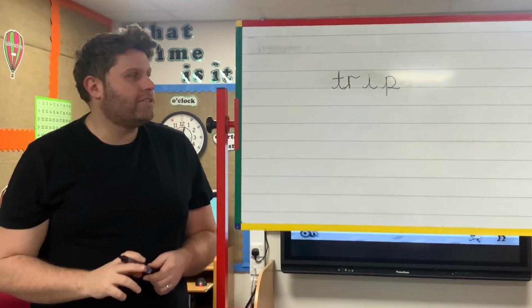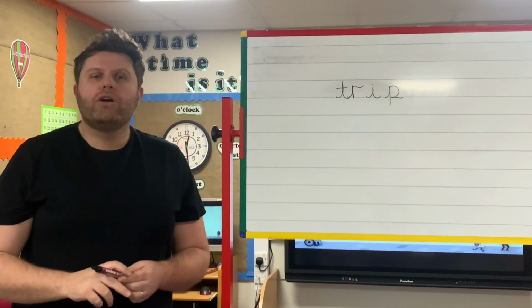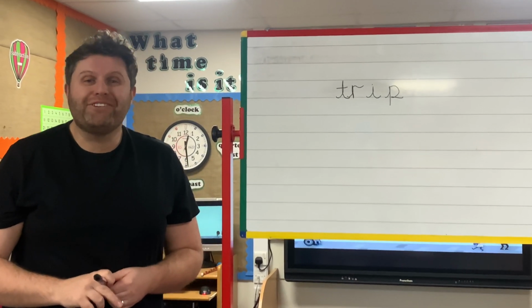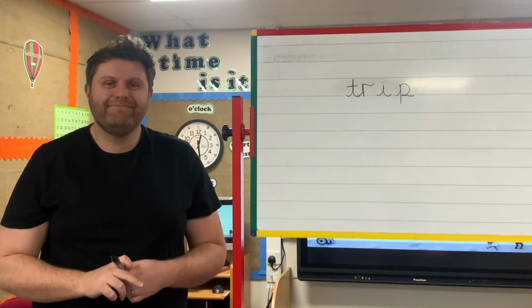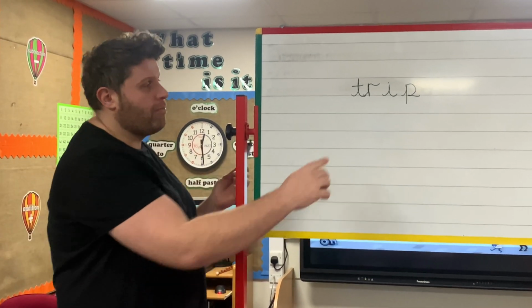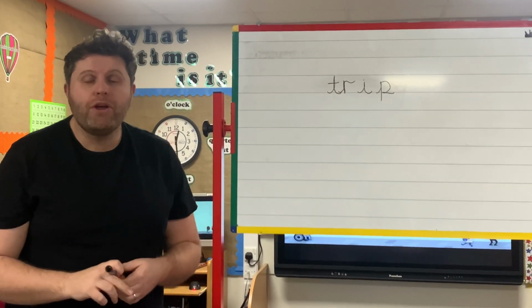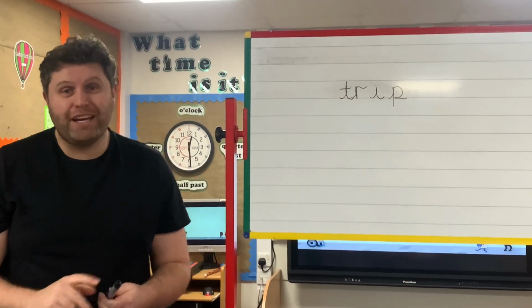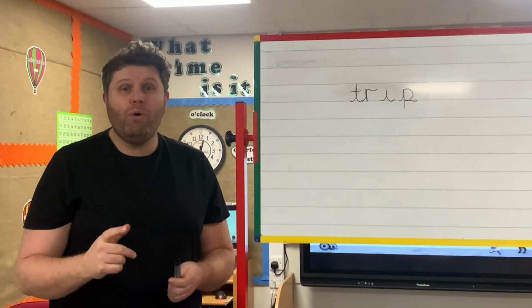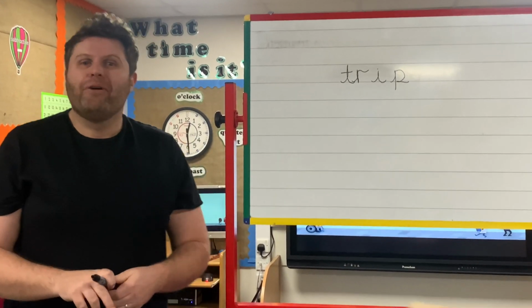So now it says t, rip. See if you can read that word. Pause the video. Okay, did you get it? We went from rip, adding the t sound to the beginning, is now trip. When you either trip over something, which I did this morning when I was trying to find my socks, or you could go on a trip somewhere. Well done, boys and girls.